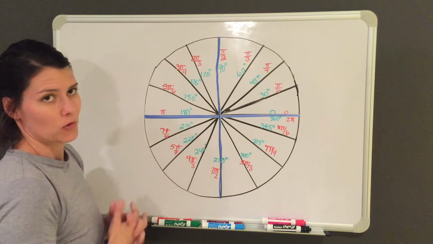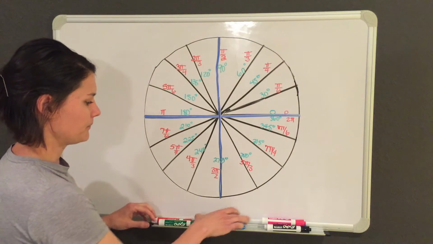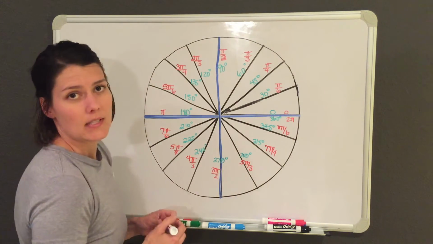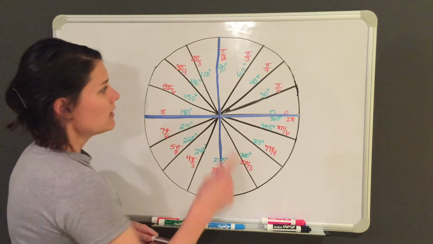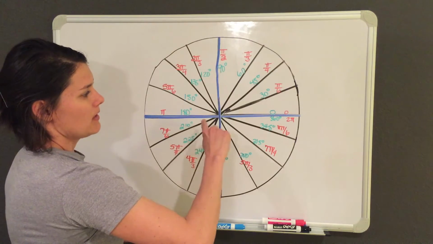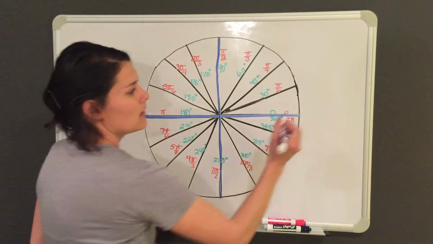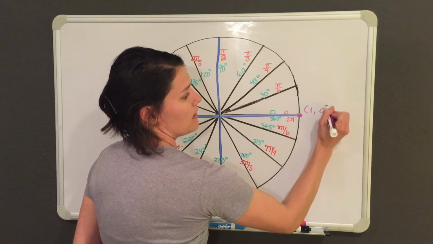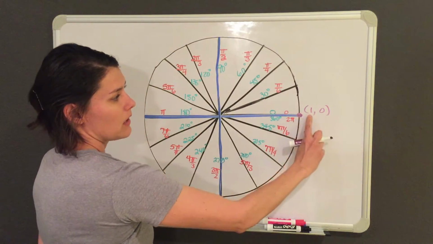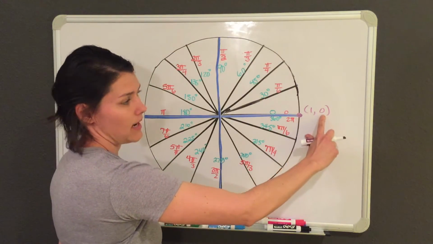Now let's look at our actual trig functions, sine and cosine. Cosine represents the x coordinate and sine represents your y coordinate. Since this is the unit circle, it has a radius of 1. So this point right here is the coordinate 1, 0. Cosine is 1, sine is 0.